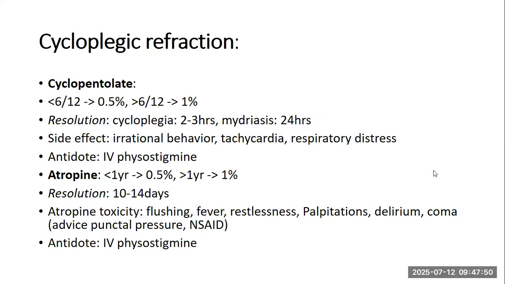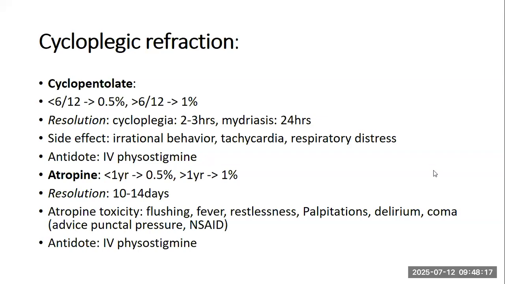So the test has to be done within that window, between 30 minutes and 2 to 3 hours, because the cycloplegic effect could resolve after about 2 to 3 hours. But it has been seen that children who use cyclopentolate may behave with irrational behavior. There may be respiratory distress, tachycardia.